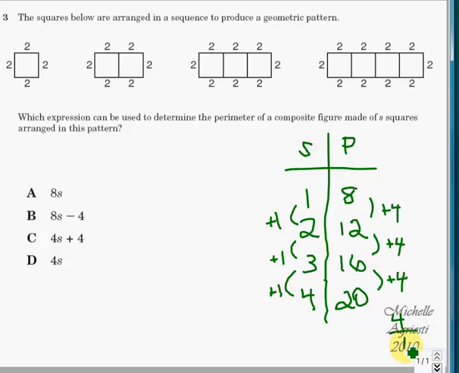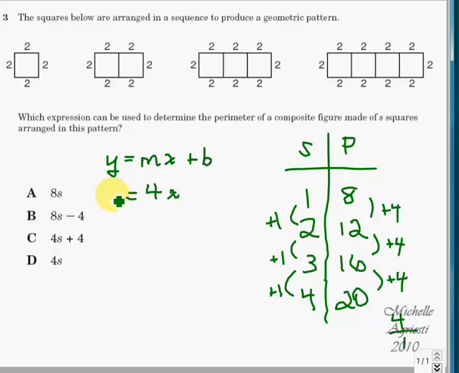And this is constant, so everything's good. I have a straight line. Y equals mx plus b. My slope is 4, rise over run.